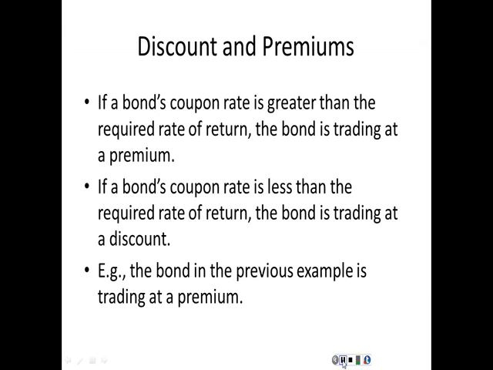On the flip side, if a bond's coupon rate is less than the required rate of return, the bond is trading at a discount. So in other words, it's on sale. If you think about the face value of $1,000 as the retail price of a bond, or the fair price, if investors think the bond is risky or riskier, they'll pay less than $1,000. So it trades at a discount, or a price less than full price.